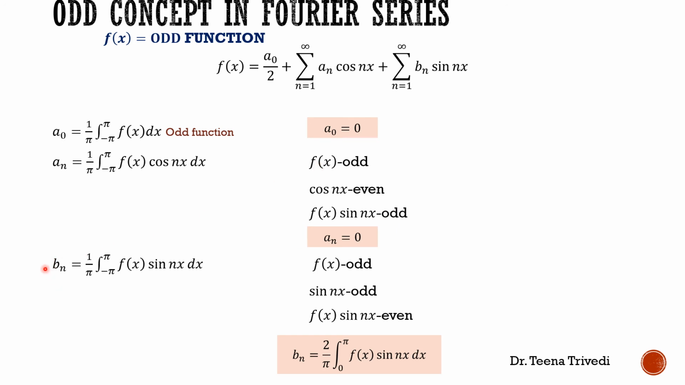And the last is when you find the bn value, 1/π ∫ from -π to +π f(x) sin nx dx. So f(x) is an odd function, and sin is also an odd function. So f(x) sin nx, the resultant function, will be an even function. So you only find the value of bn, which is equal to 2/π ∫ from 0 to π f(x) sin nx dx.